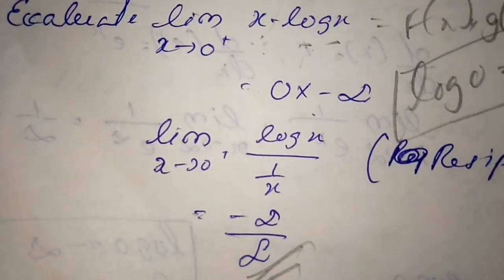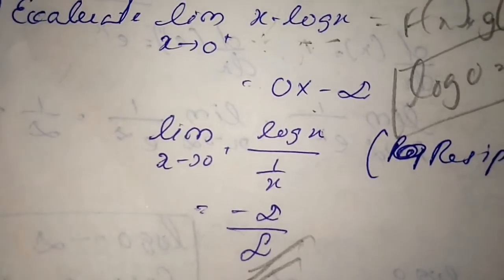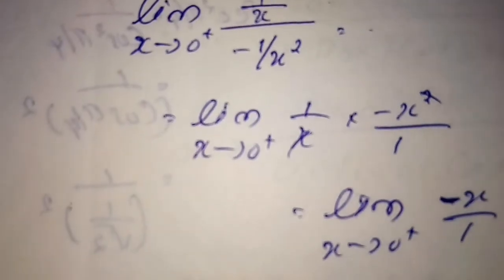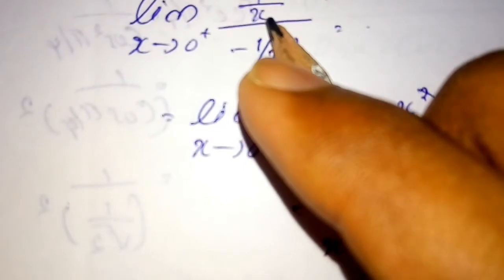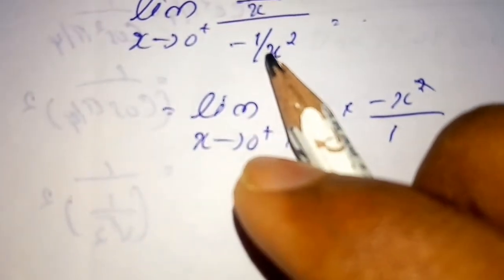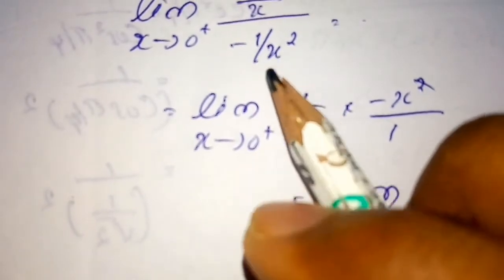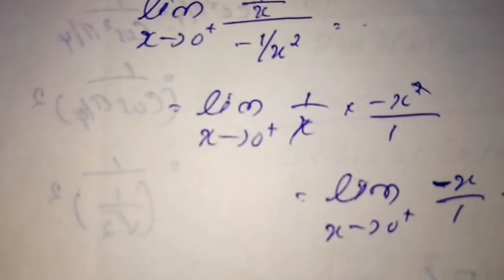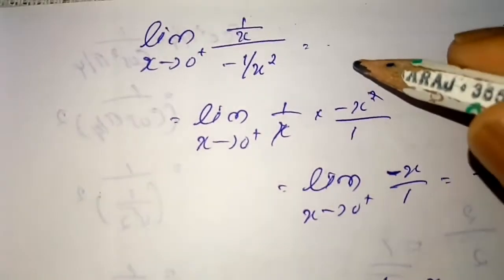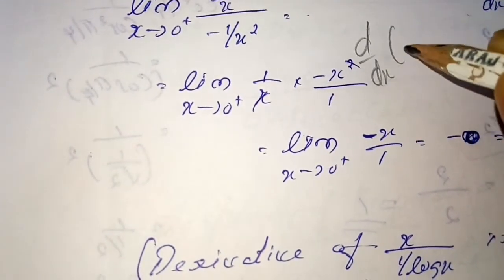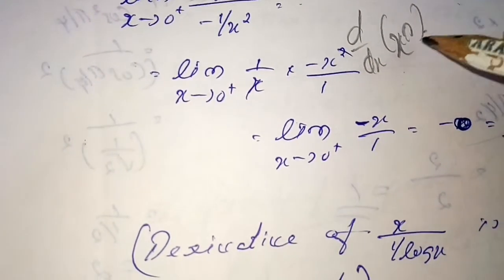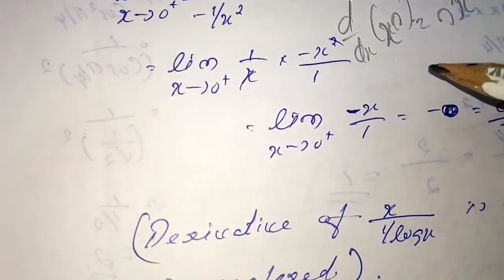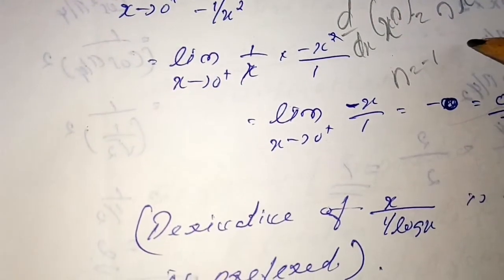Next we have to take the derivative of f of x as well as g of x separately. The numerator is log x, so by taking the derivative, the derivative of log x is 1 by x. And the derivative of 1 by x, which is x raised to minus 1: we know the derivative of x raised to n, d by dx of x raised to n, is equal to n x raised to n minus 1. So here n is minus 1, so n minus 1 will be minus 2.